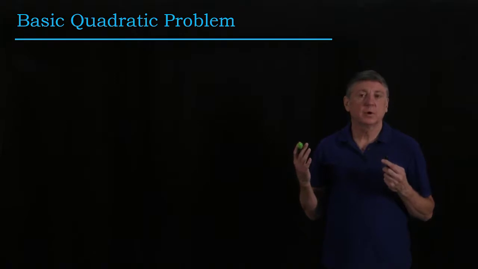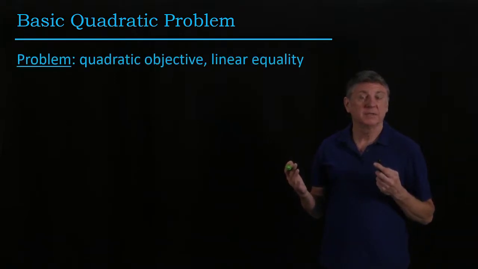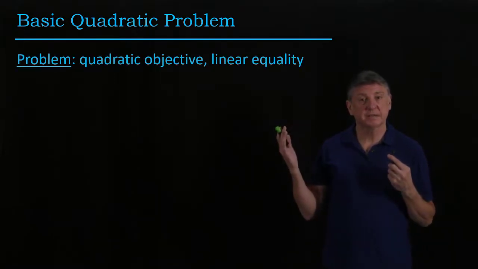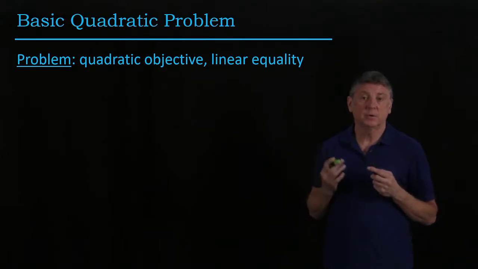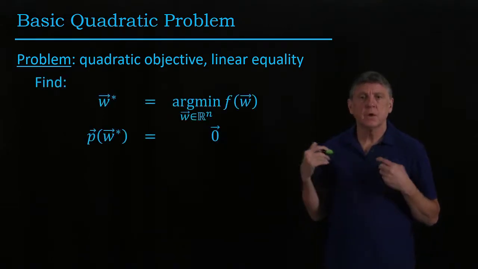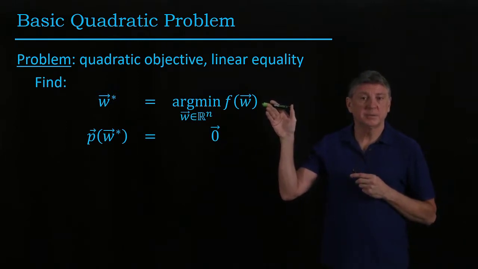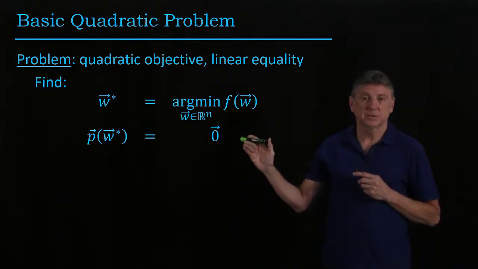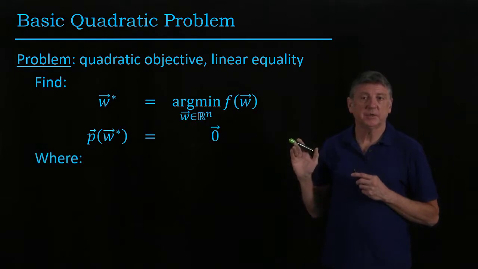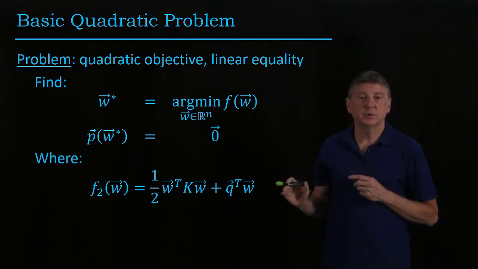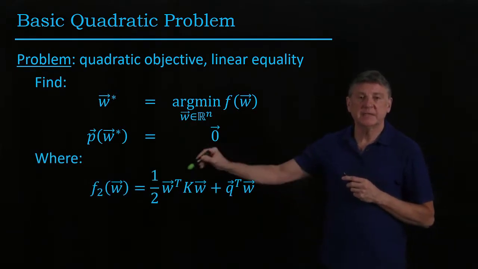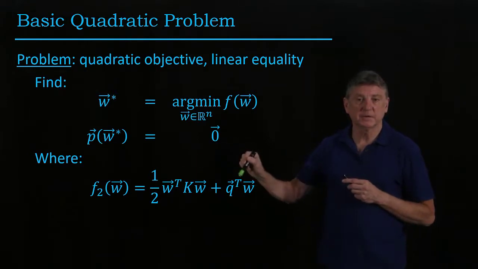We'll look at what we'll call a basic quadratic problem, and this is a problem that has a quadratic objective and linear equality constraints. What we want to do is solve an optimization problem subject to some constraints, and in particular, what we want to have is a quadratic objective. So that means it's a quadratic form plus a linear form.